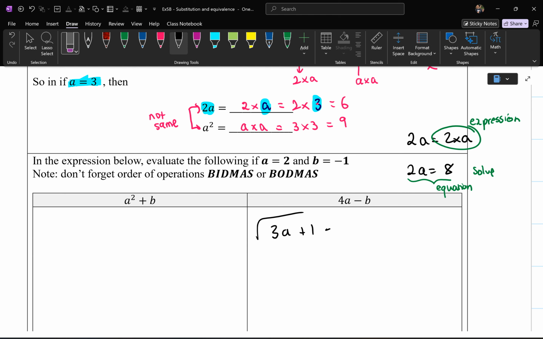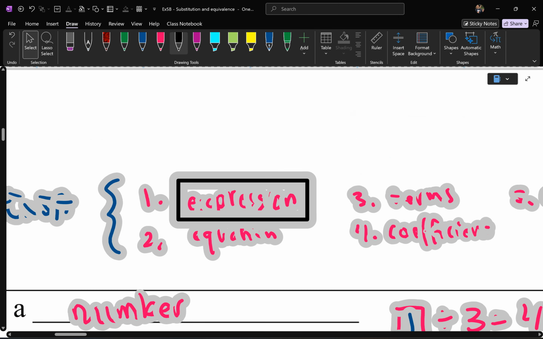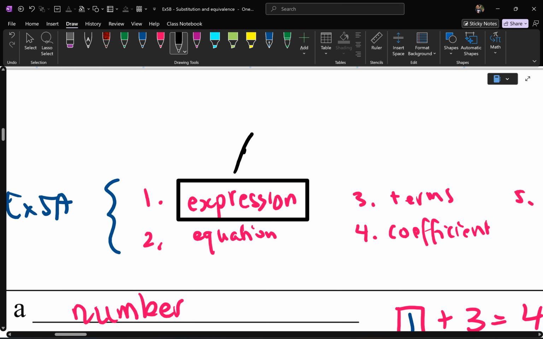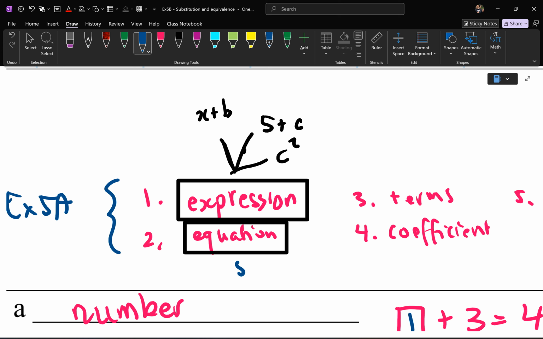Okay? All right. So what have I taught you just so far? I've taught you what is an expression. Expression is any combination of letters and numbers. So you can have x plus b, 5 plus c, c squared. All of that is an expression. To make it an equation, you need to have an equal sign. So it could be something like 5 plus c equals 7. Then you know what c is. C has to be 2. So that's possible to solve.